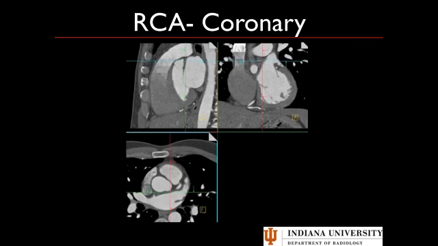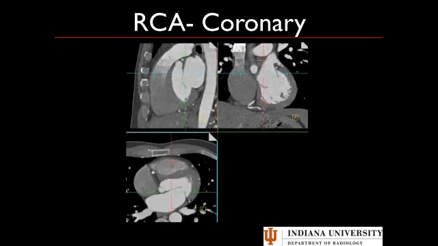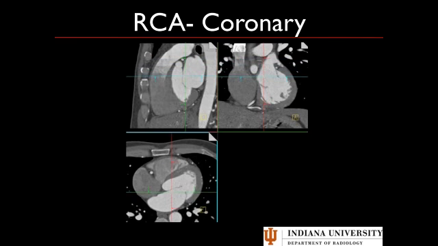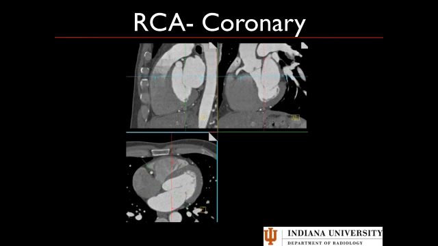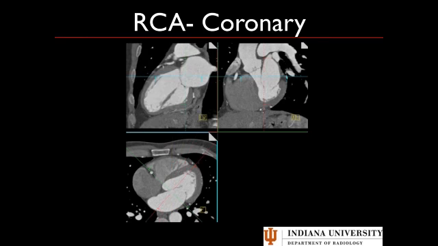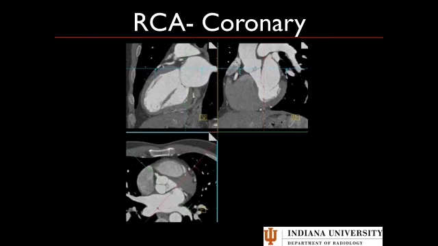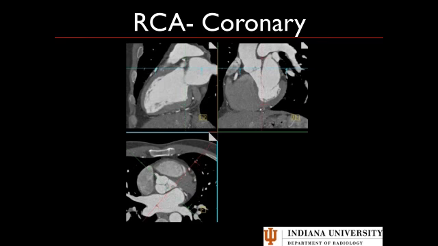So here we can start with the right coronary artery. I generally always start with the right coronary artery. The reason for that is it tends to be the one that has the most problem with motion artifacts. So I know that when I'm evaluating the right coronary artery, if I'm happy with the image quality, it's going to be fine to evaluate the left coronary arterial system.